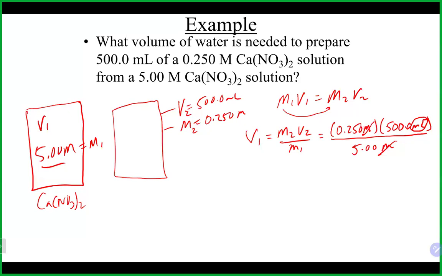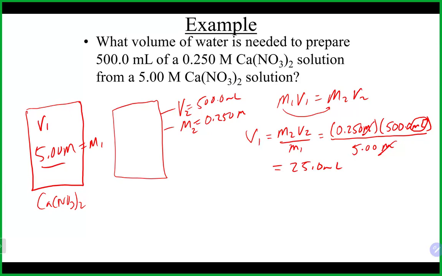If we do that, that's 0.25 times 500 divided by 5, which is going to give us 25 milliliters in this case. Question on that? That, by the way, is not the answer, though, right?